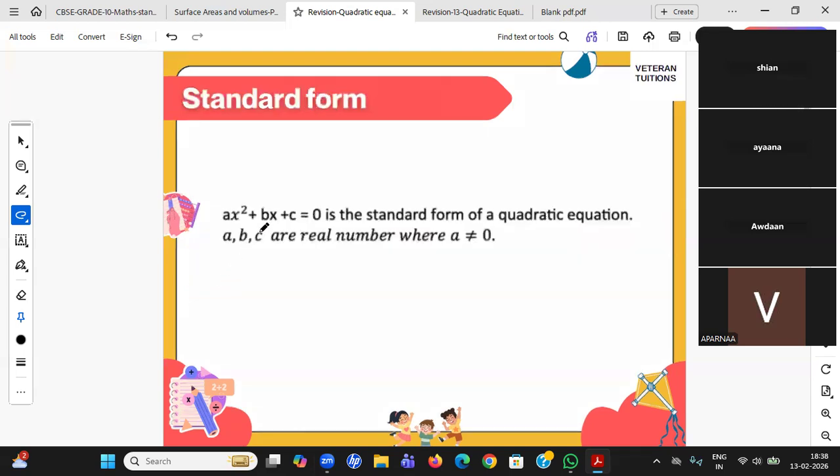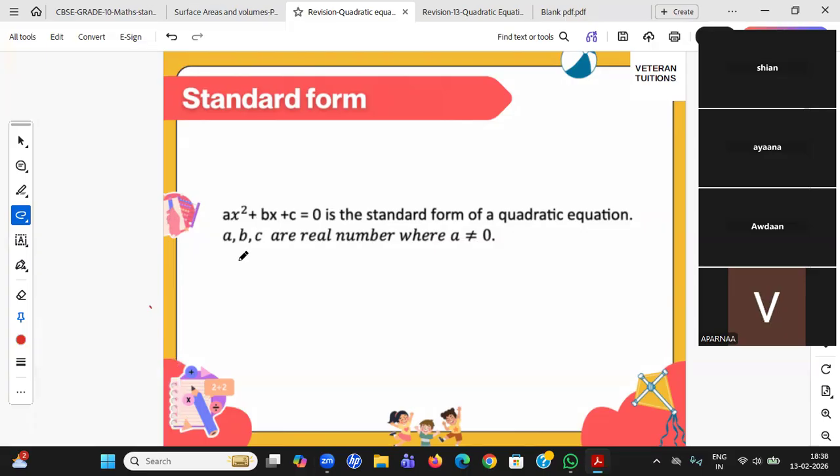So here also ensure that A should not be equal to 0. If A equal to 0, it will be a linear equation. So A is not equal to 0. Rujita, can B equal to 0? If B equal to 0, is it a quadratic or not?